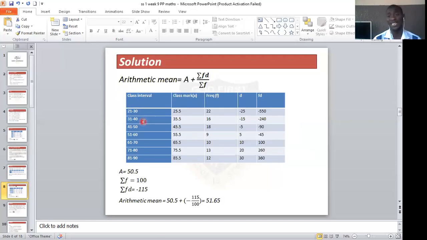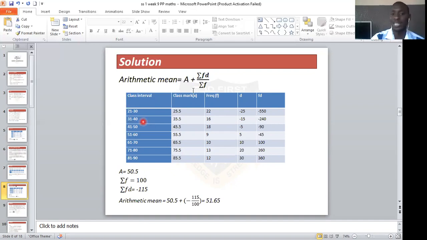And I told you earlier that the class width, that is the size of the class, must be the same all through the interval. That is, 21 to 30: the class width is 10 (21, 22, 23, 24, 25, 26, 27, 28, 29, 30). It has to be the same for all the classes.